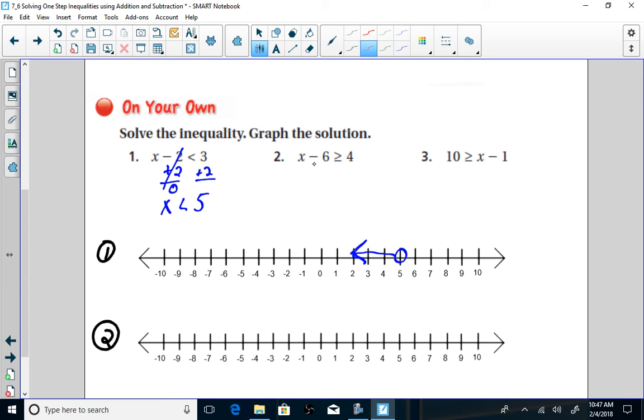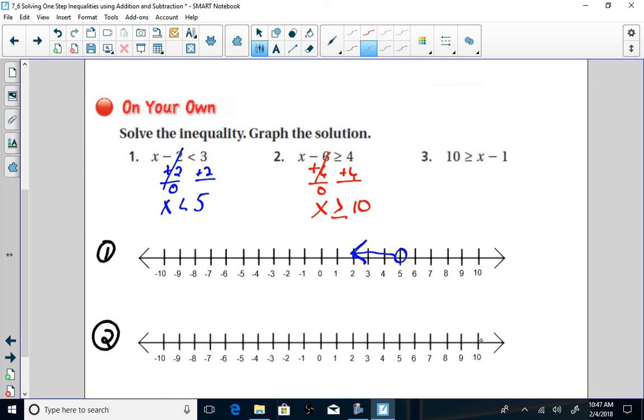It says some number, when we take away 6, has to be greater than or equal to 4. I see subtraction. The inverse operation would be addition. So I want to add 6 to both sides of that inequality. On the left side of this inequality, those are opposites. Negative 6 and positive 6. It's going to give you 0. You're left with x on the left side of the inequality greater than or equal to 4 plus 6 is 10.